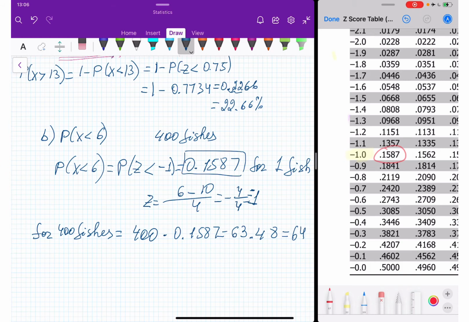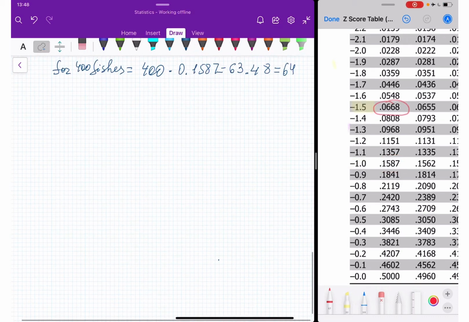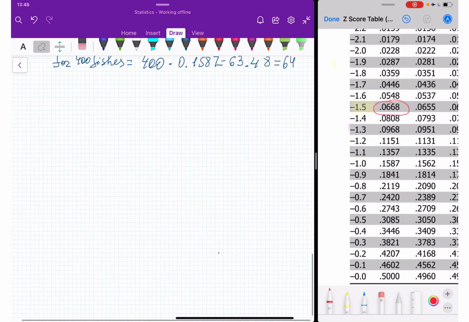Okay, question number 5. So assume that random variable x is normally distributed with the mean equal to 50, standard deviation equal to 7, and we need to find the probability for x greater than 41.